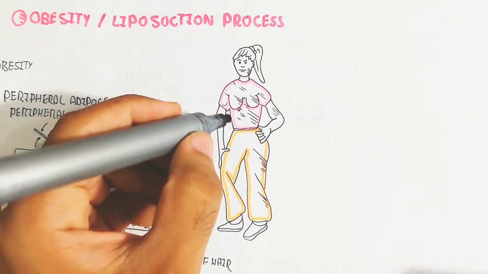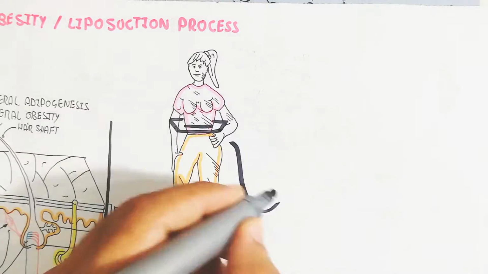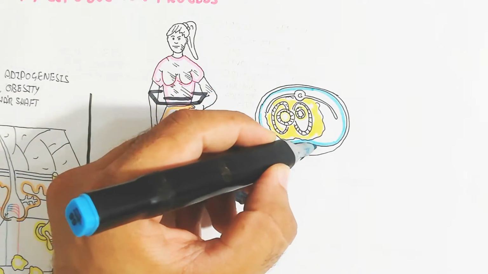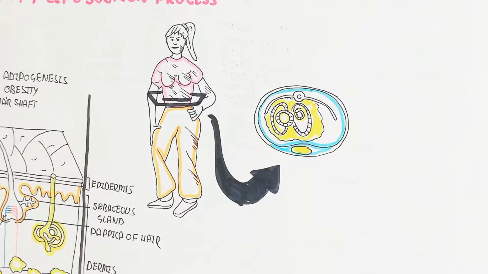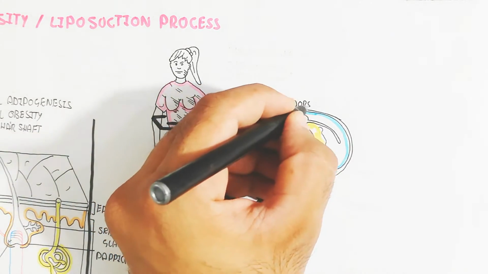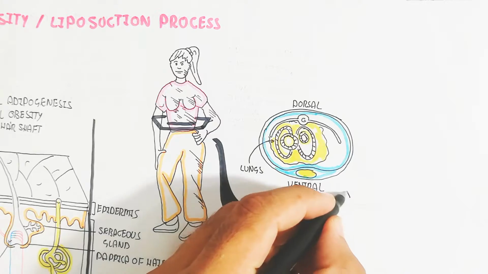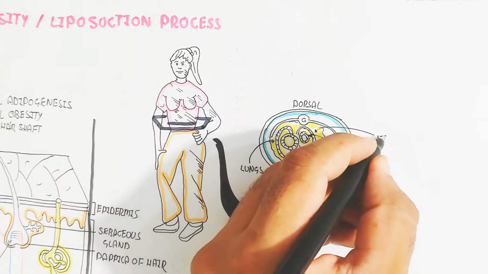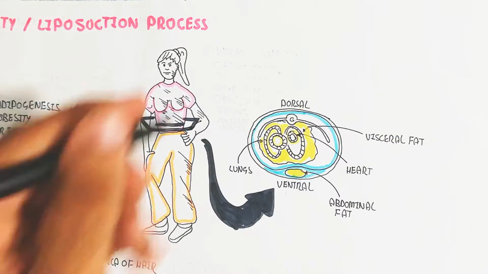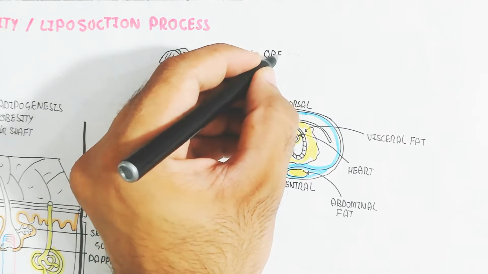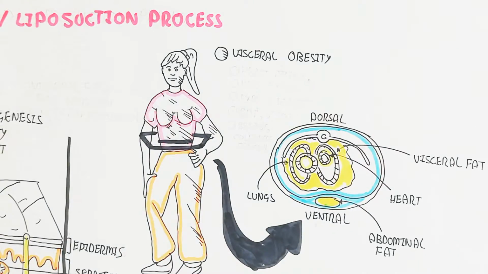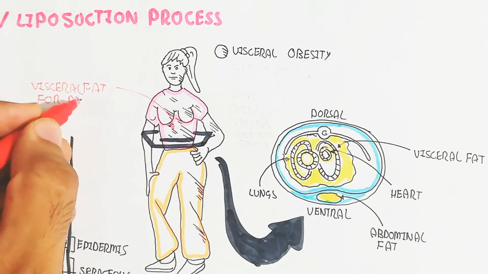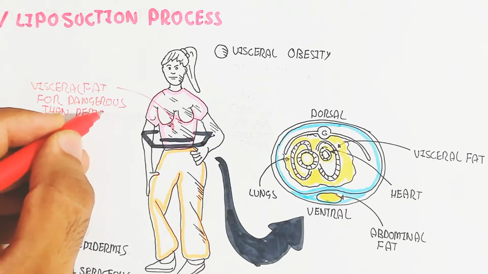Anyway, this is a smart person, but they contain fat in the visceral area. Visceral means inside the abdomen. Here is the abdominal, ventral and dorsal cross section of the smart person. This is the visceral adiposity, the visceral obesity. Here is the abdominal fat and heart visceral fat which covers the lungs, heart and digestive system and will cause many defects and many diseases. The visceral fat is far more dangerous than the peripheral.